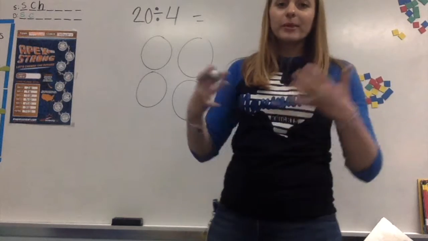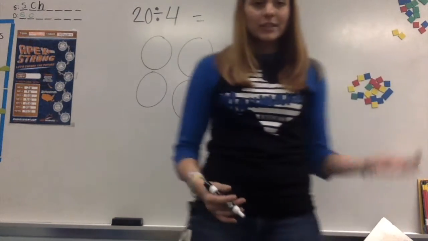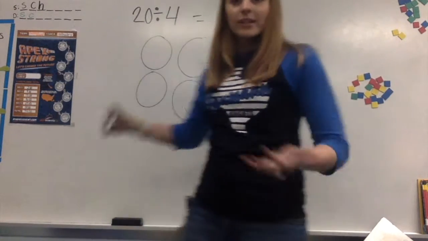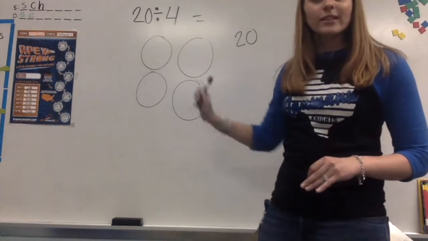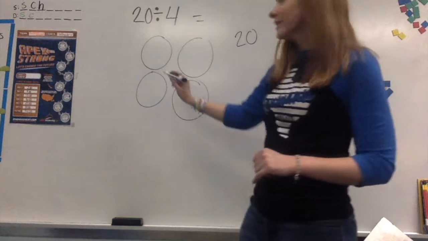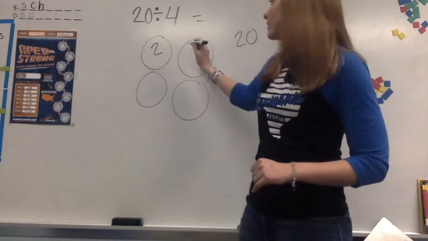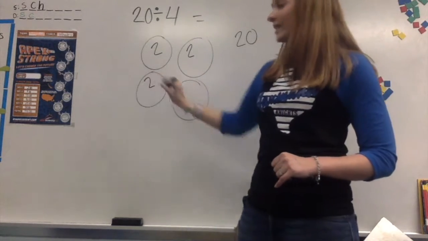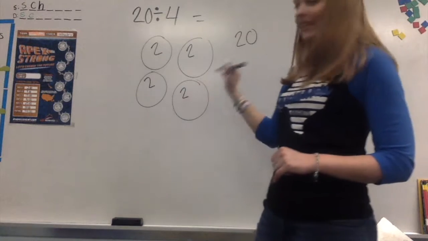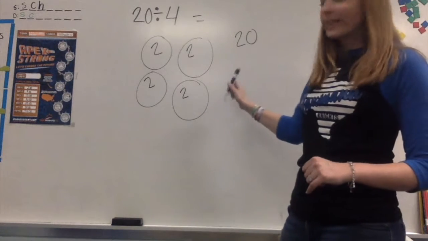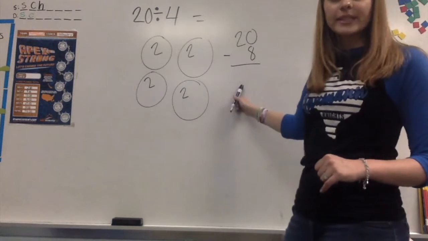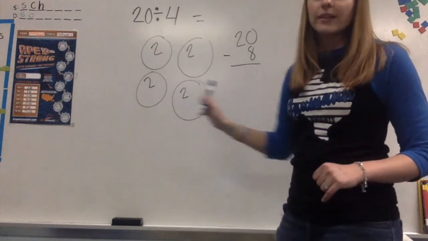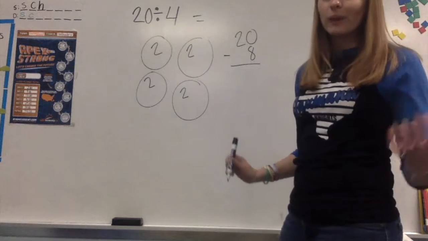So we're going to start off by putting 2 in each one. Now imagine you counted out 20 tiles. So right now we have 20. I'm going to start off by putting a 2 in each of mine. 2, 4, 6, 8. So I don't have 20 tiles left over anymore. I'm going to take 8 away because there's 8 in here. So 20 minus 8 would get me 12 left.